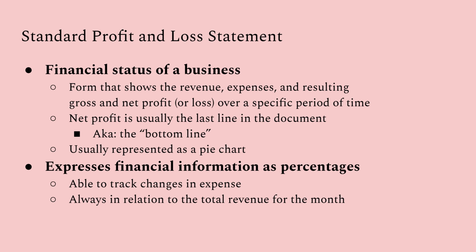So our standard profit and loss statements are the financial statuses of a business. This is a form that's going to show the revenue, expenses, and resulting gross and net profit, which may sometimes say a loss, over a specific period of time. The net profit is usually the literal last line in the document, and sometimes it gets the nickname of the bottom line. We've also seen this represented in pie charts, which is a nice visual way to look at it, but it is always accompanied with an actual itemized statement. And we'll see an example here in a minute.